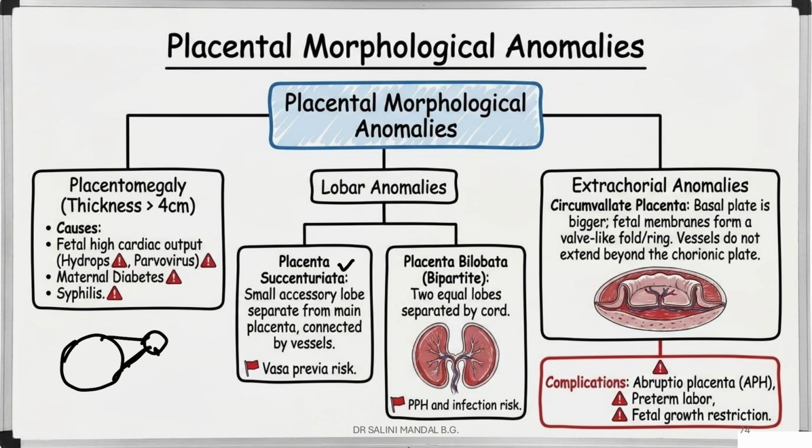After that, we call it placenta bilobata. So two equal lobes of placenta will be there, and it is separated by cords. The risk factors are PPH and infections. But apart from that, extrachorial anomalies like circumvallate placenta. Basal plate is bigger and the fetal membranes form a valve like a fold ring. And vessels do not extend beyond the chorionic plate, because of which there can be abruptio placenta, there can be preterm labor, there can be fetal growth restriction and all that.